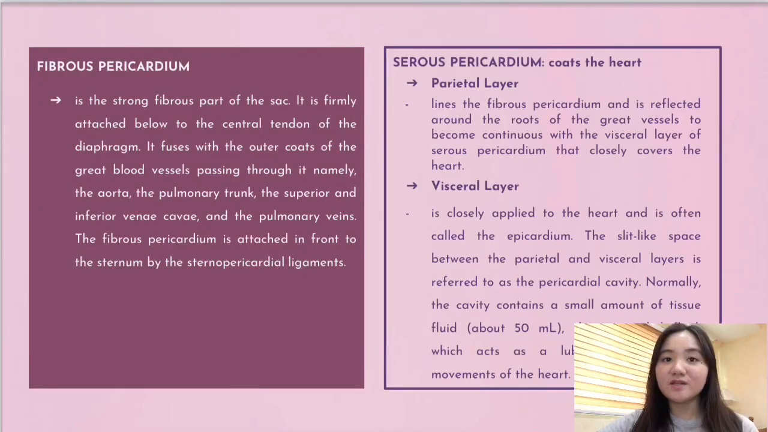The pericardium is divided into two parts: the fibrous pericardium, which is the fibrous part of the sac that acts as a main protection of the heart, and the serous pericardium, which lines the fibrous pericardium. The serous pericardium can also be subdivided into two layers, the parietal and the visceral. The parietal layer lines the fibrous pericardium and is reflected around the roots of the great vessels to become continuous with the visceral layer of the serous pericardium that closely covers the heart. Meanwhile, the visceral layer is closely applied to the heart and is often called the epicardium.